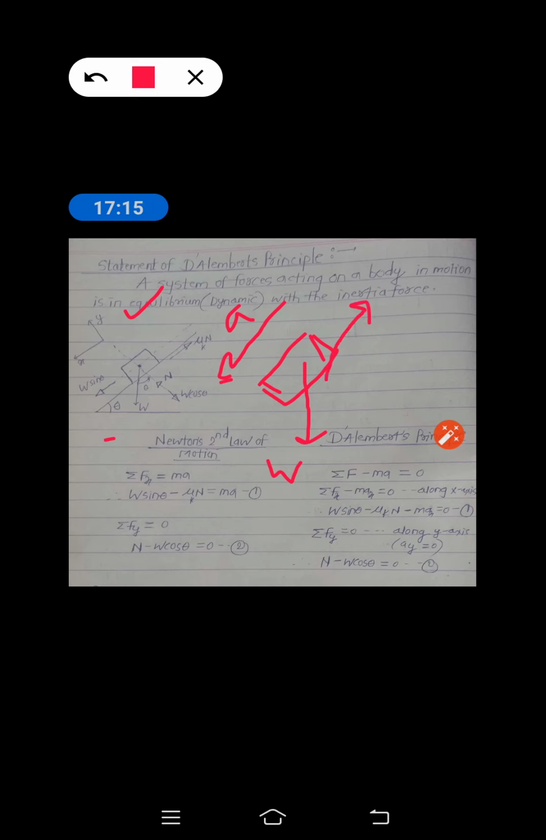This side. This is your frictional force, and we know frictional force is the product of coefficient of friction, here coefficient of kinetic friction, and normal reaction. So this N is perpendicular to the body and passing through the CG. Okay. So this is the free body diagram. And also what is that angle? Theta.